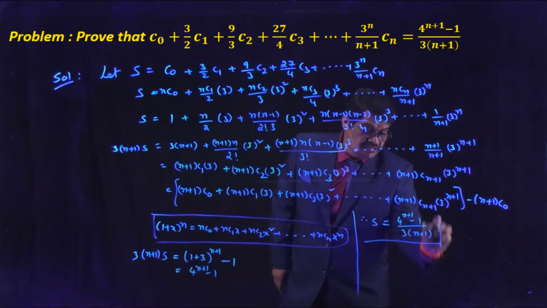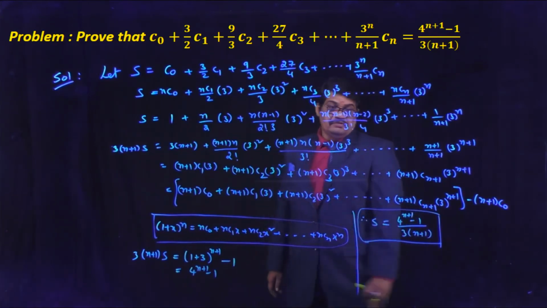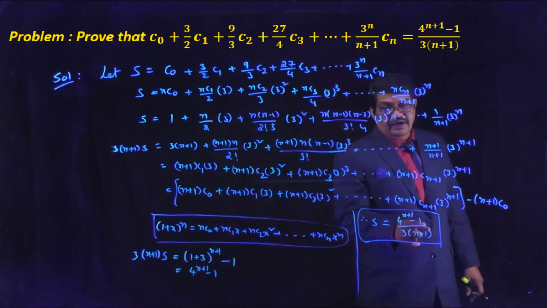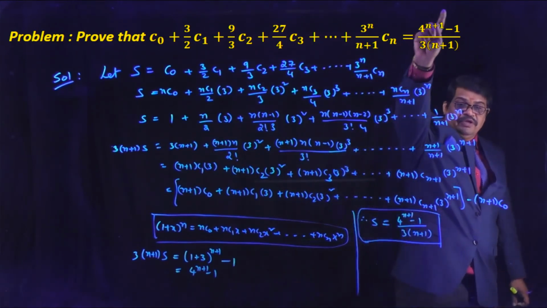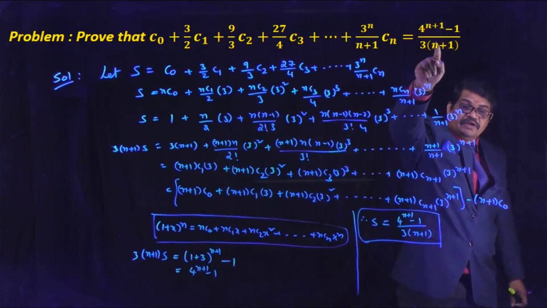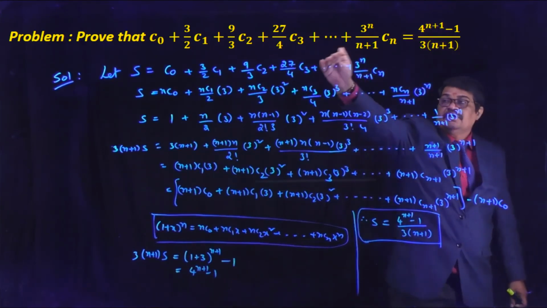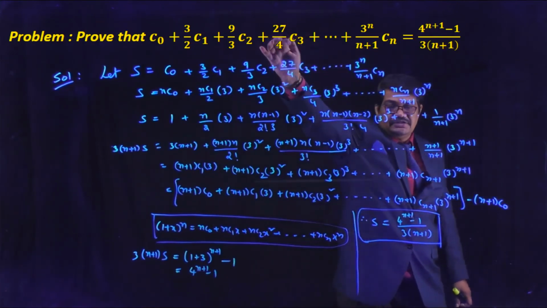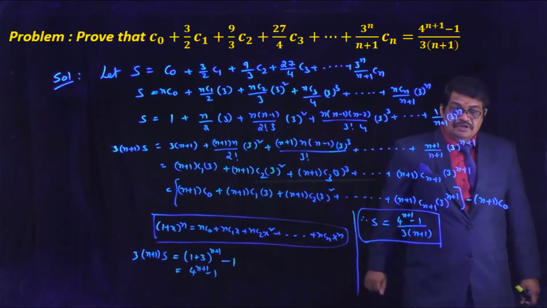So this is the result. Here s is equal to 4 to the power of n plus 1 minus 1 by 3 into n plus 1. That is our proving result: 4 to the power of n plus 1 minus 1 by 3 into n plus 1. That is, the given series becomes 4 to the power of n plus 1 minus 1 by 3 into n plus 1.